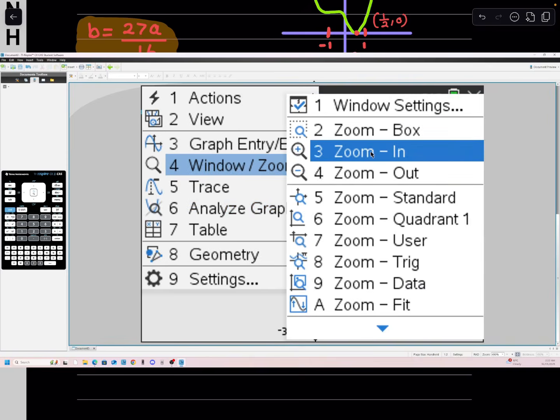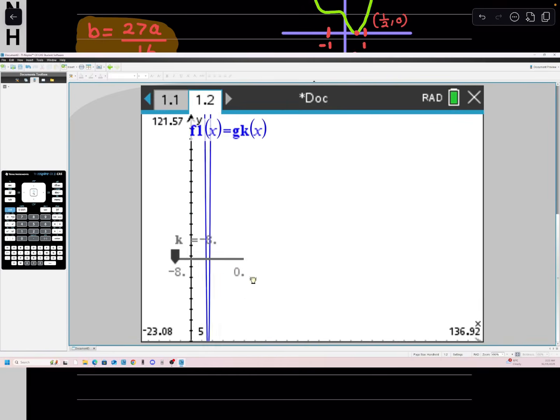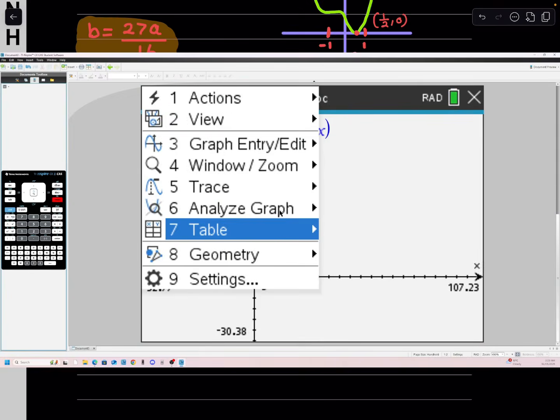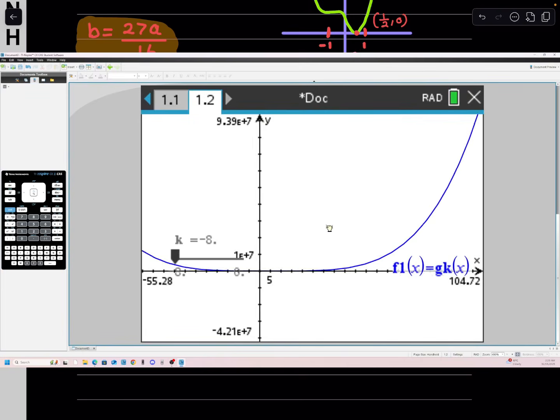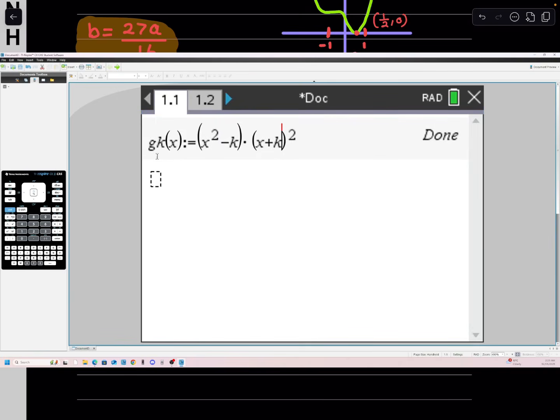Can't see here. Can I zoom fit it? Please don't tell me it's gonna mess it around. Yeah, it's messed it around. Okay, that's a pain. But okay, what I'm gonna basically do is you can just inspect it.